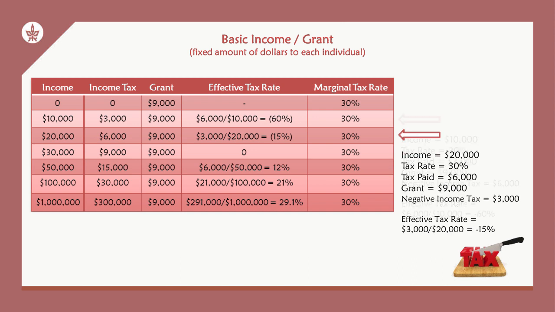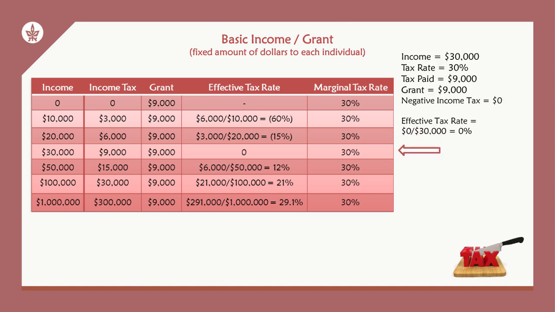A resident with income of $20,000 pays 30% income tax, that is $6,000, but receives a cash grant of $9,000. Hence, his net transfer to the government is negative income tax of $3,000. $3,000 out of $20,000 income is 15%. It is a negative tax rate because the government pays it to the taxpayer.